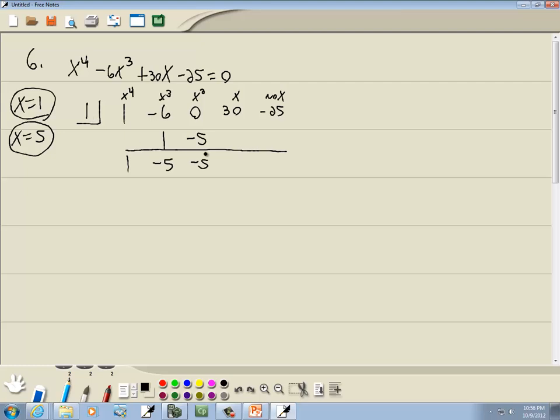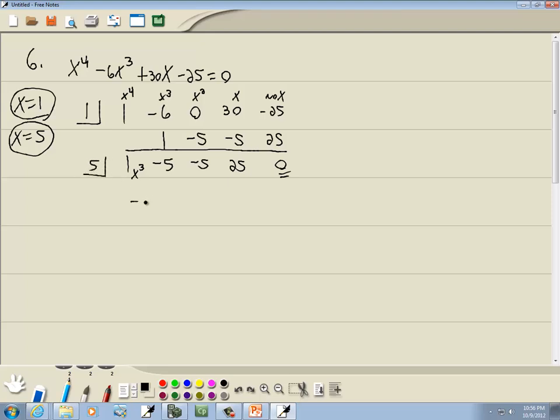Add. Multiply. Add. Multiply. Add. And we get a 0. No surprise at all. The calculator told us it was one of our answers. Well, we're now down to x to the third. And we want to plug in our second answer.